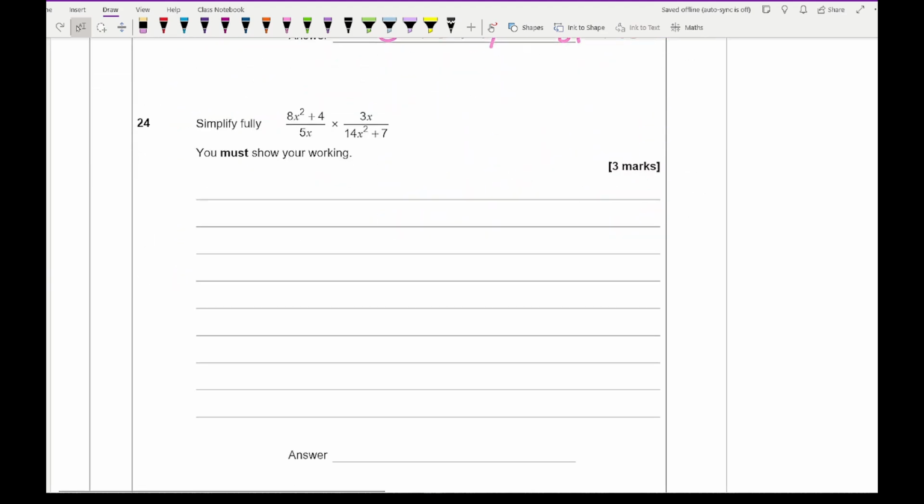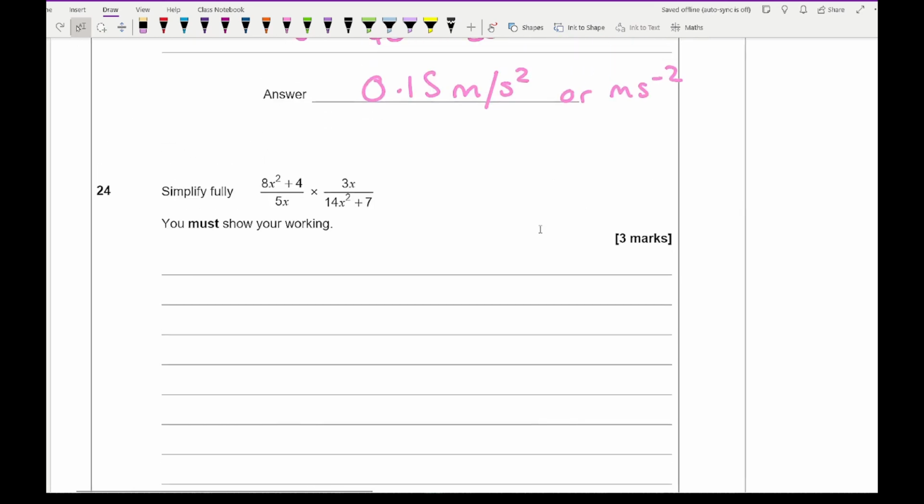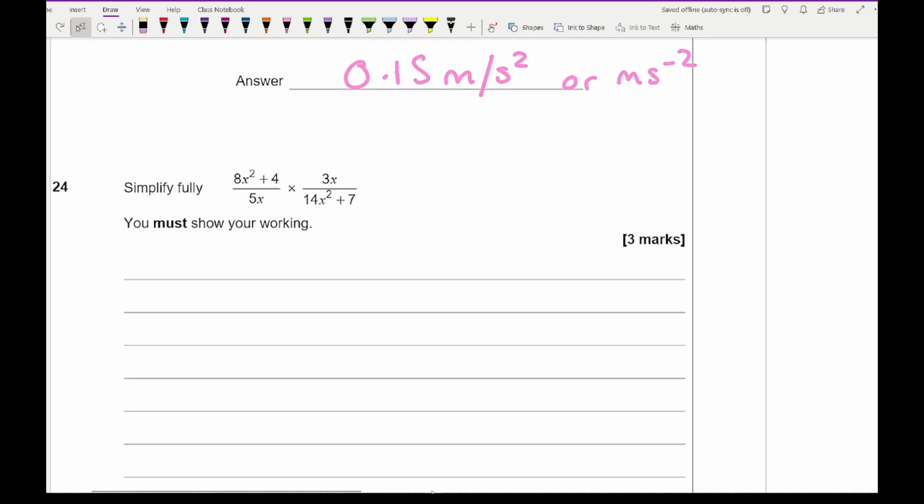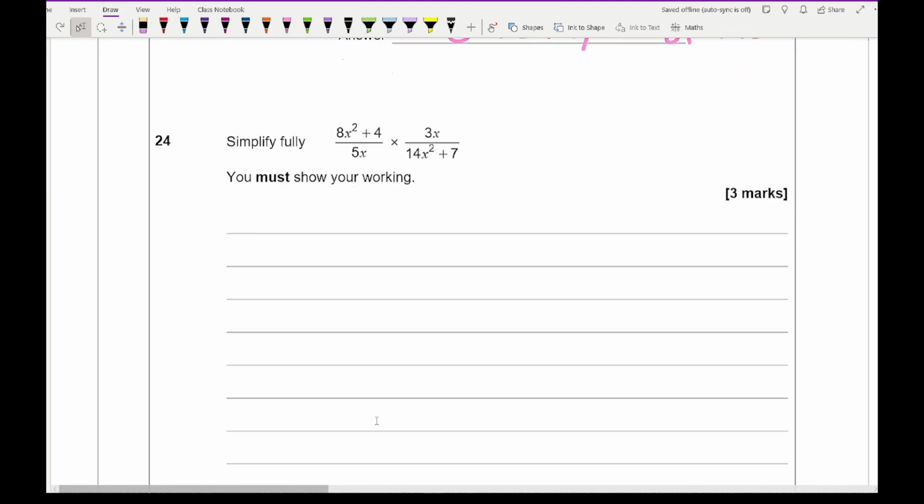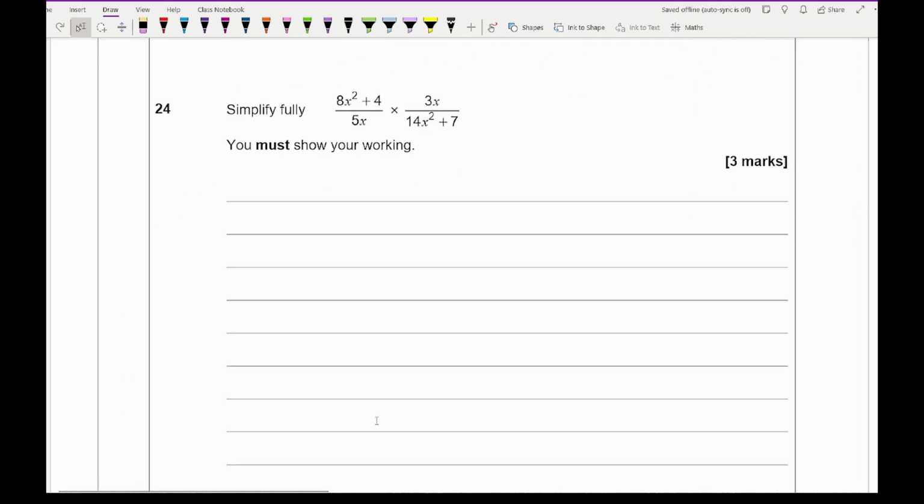Moving on to question 24, so we're nearing the end now on the final stretch, so let's just zoom in so we can see it all. It says simplify fully 8x squared plus 4 over 5x multiplied by 3x over 14x squared plus 7. Now for this, there are a number of ways in which you could do this, but what I would strongly recommend is that we factorize these two sides here.